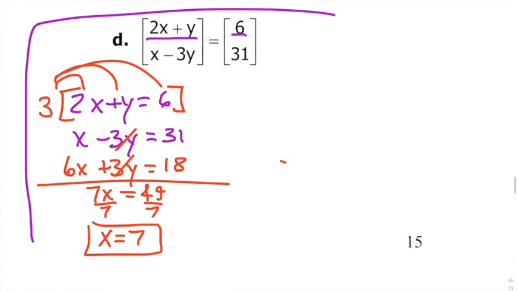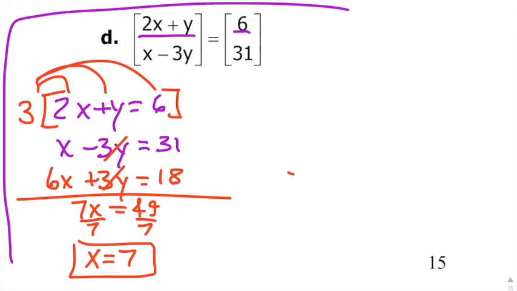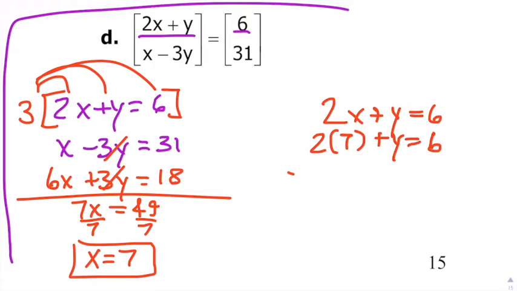Okay, and now that we have that, we can plug it back in to find our y value. I'm going to do the first equation, or the second. Actually, they're both about the same. First is good here. So 2x plus y equals 6. So that's 2 times 7 plus your y value equals 6. So that's 14 plus y equals 6. And then we're going to subtract 14 from both sides. And that gets us y equals negative 8.